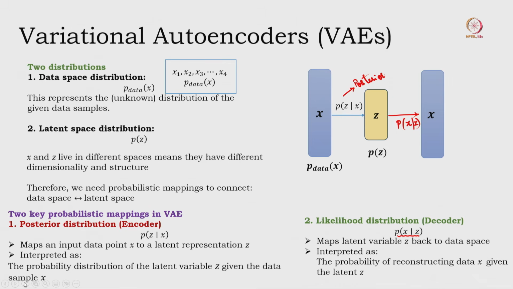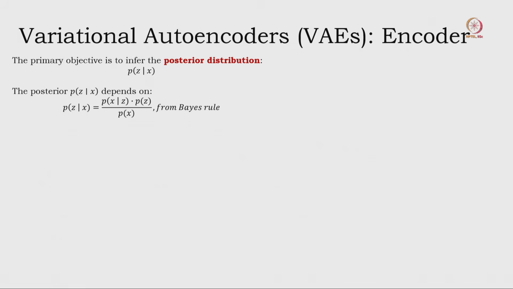So, one is a mapping from input to latent, and the second distribution is a mapping from latent space back to data space. These two are the probabilistic mappings. Now, you have to learn that latent space; that is the primary objective here. The primary objective here is to infer the posterior distribution. What is a posterior distribution?